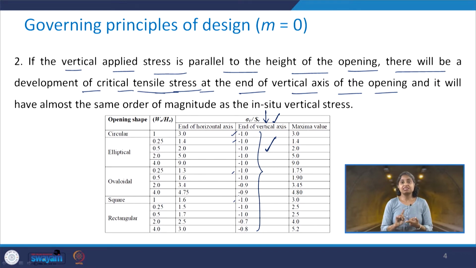I am emphasizing again that right now we are discussing corresponding to m equal to 0, which signifies the uniaxial state of stress.